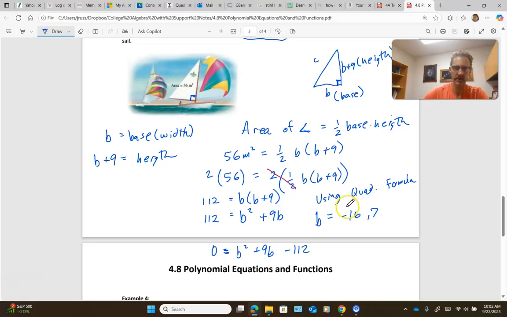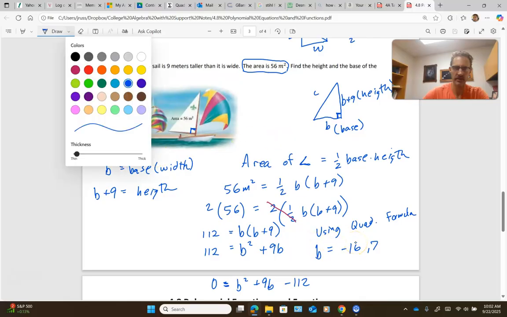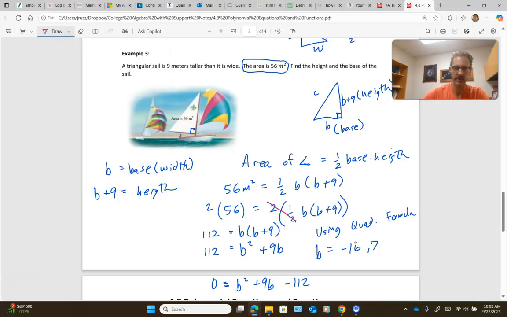Alright, well, only one of these values, guys, is going to be appropriate for our problem. B represents the base, remember? So we couldn't have a negative base. And this is very common. Lots of times when you're modeling something using the quadratic function and you end up with a quadratic equation, you go to solve it, you'll end up with two zeros or two roots, but only one of them is going to make sense in the context of the problem. So only 7 makes sense.